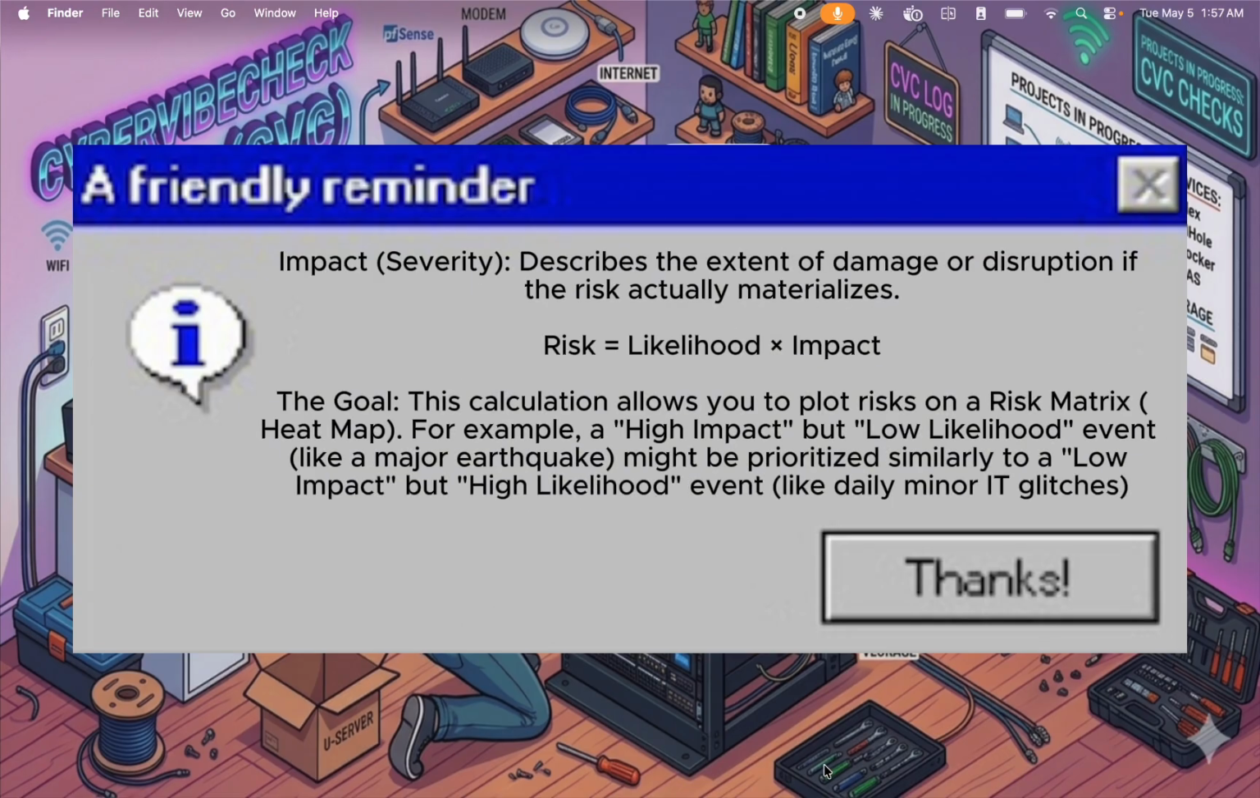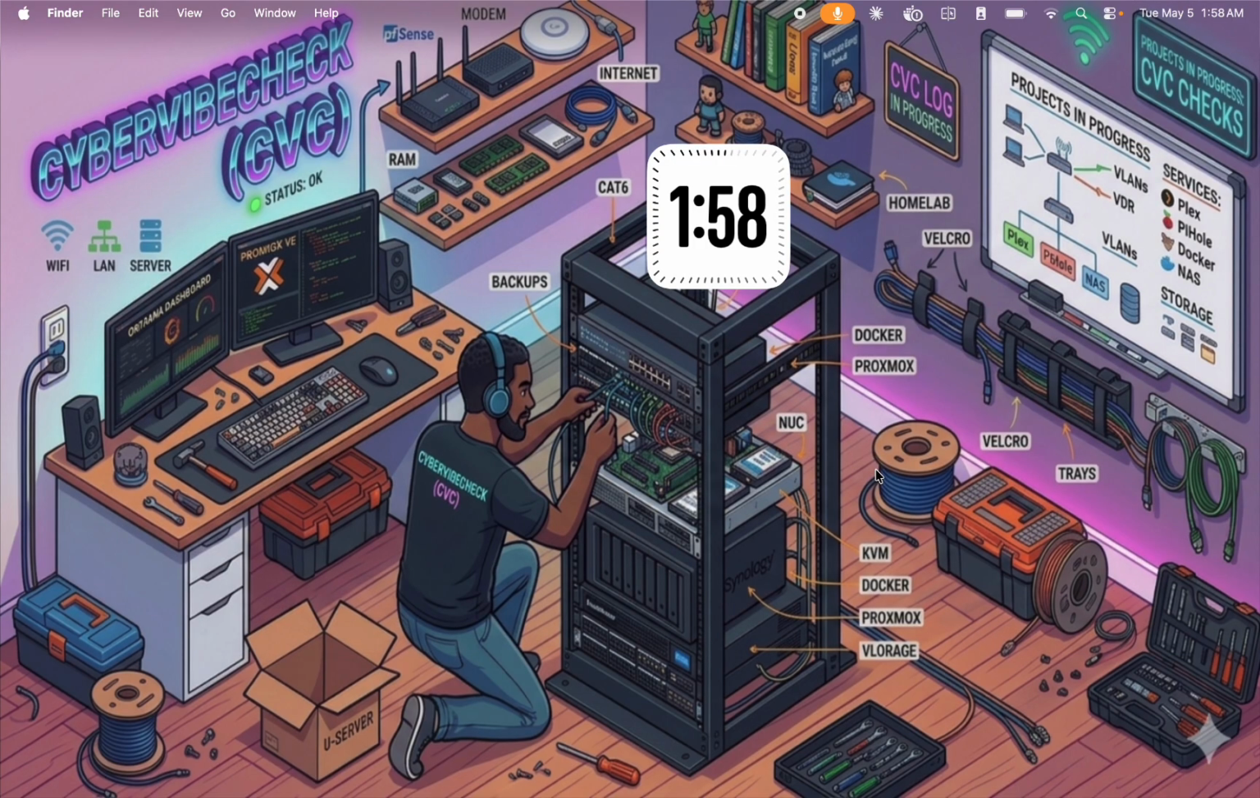So here's just the definition of impact. It describes the extent of the damage or disruption if the risk actually materializes. So, like I said, that formula is risk equals likelihood times impact. And you could set a measurement or a value to those. So, the goal of this is to help plot your risk on a matrix, right? And you're going to see us go right into that here now.